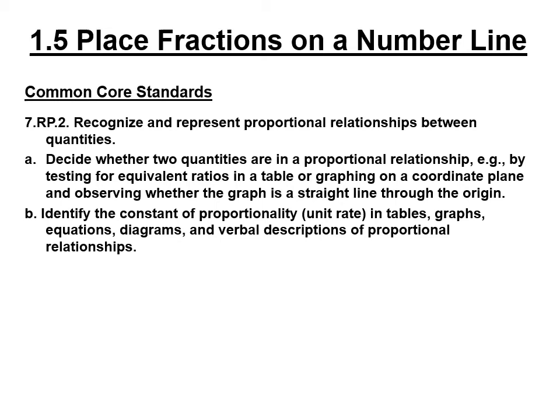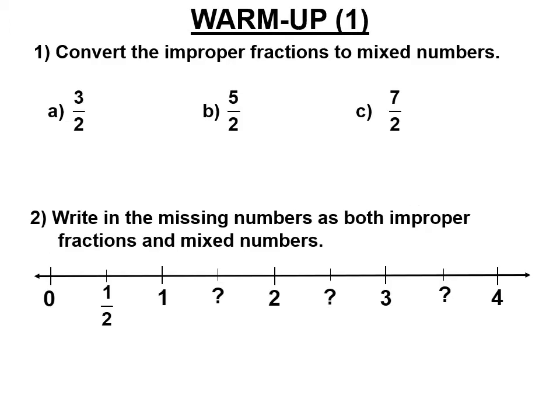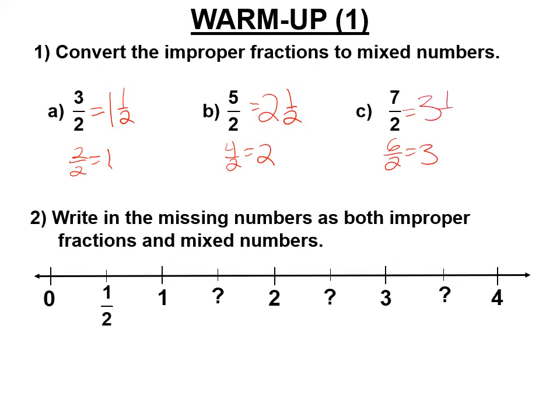So welcome to 1.5. We've been looking at rulers, which are one kind of number line, but we're going to look at a variety of number lines and place fractions on them. Before we do that, we have to make sure we can convert an improper fraction to a mixed number. So 2 halves is 1, so 3 halves is 1 and a half. 5 halves: 4 halves is 2, so 5 halves is 2 and 1/2. 7 halves: well, 6 halves is 3, so 7 halves is 3 and 1 extra half.